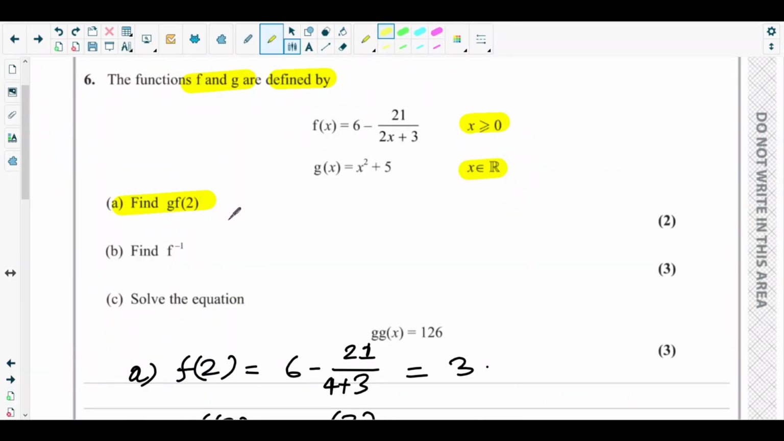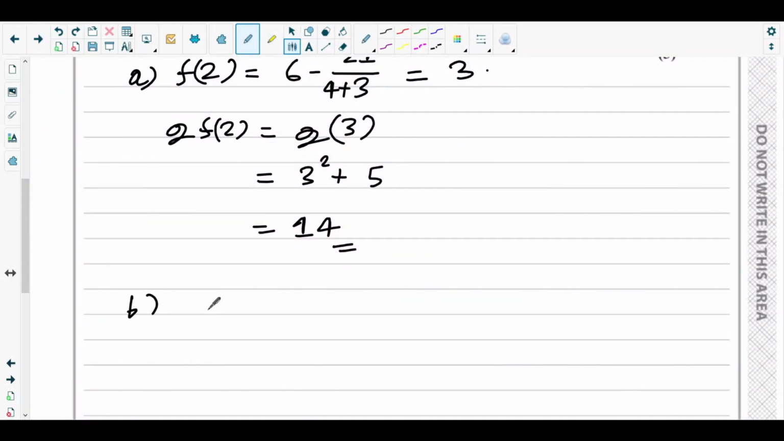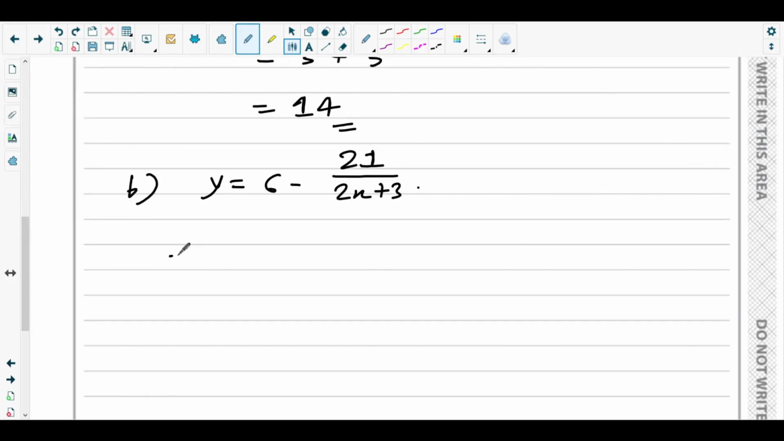Okay, next is part B. Part B is asking us to find f inverse. We need to find the inverse of f of x. For f inverse, at first we write y equals 6 minus 21 over 2x plus 3. Then from there we need to make x the subject, because if y equals f of x, then when you make x the subject, you will get f inverse of y.